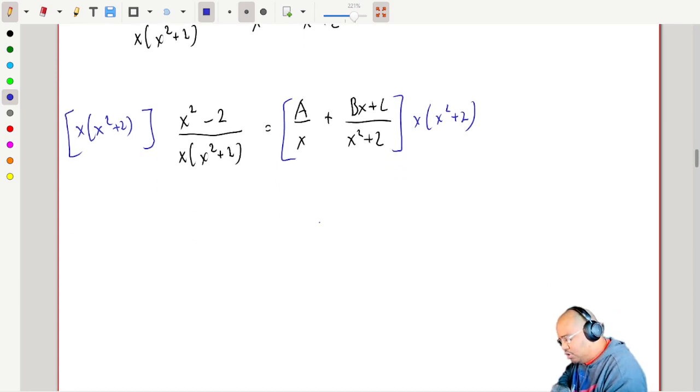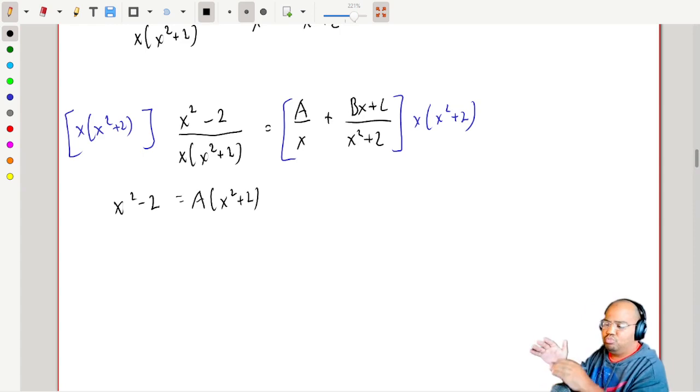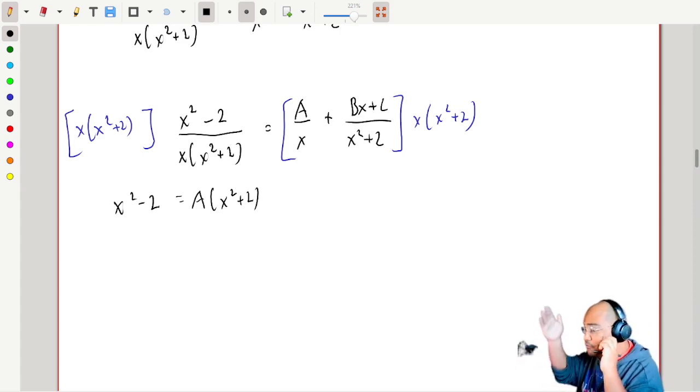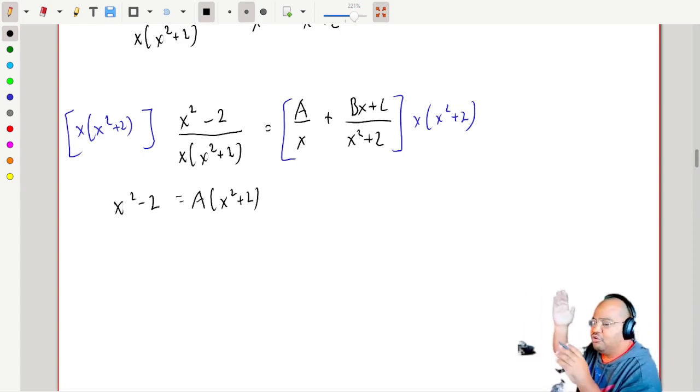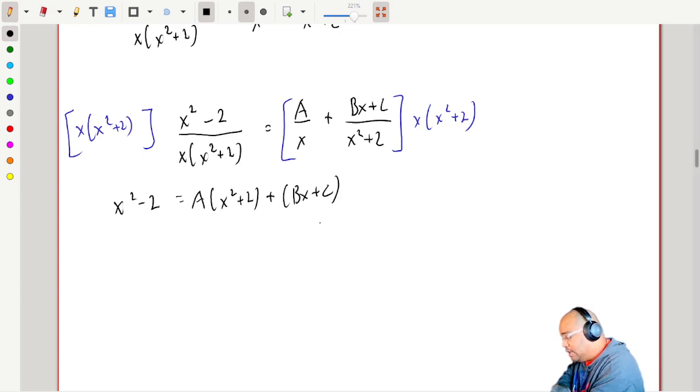Okay, so now we go ahead and write out what we get. On the left, x squared minus 2. And on the right, we'll get a times x squared plus 2. Once again, go ahead and do the multiplication, set it up like I did in the first couple, and make sure that you get the correct terms that remain. And on the right, we have bx plus c times just an x left over.